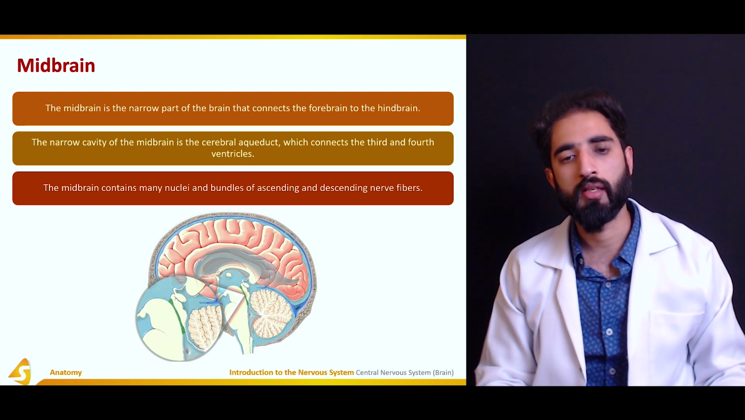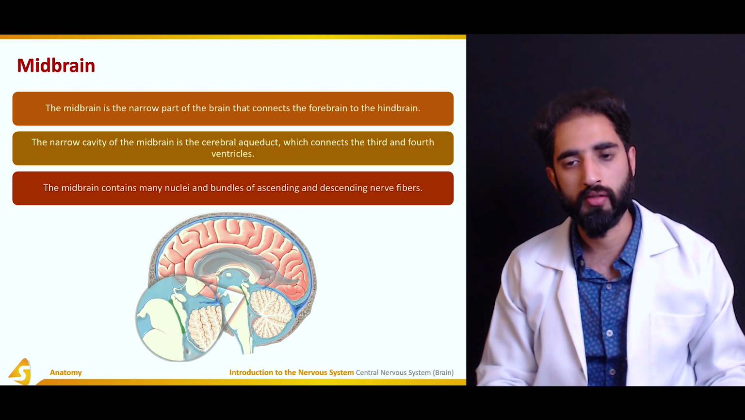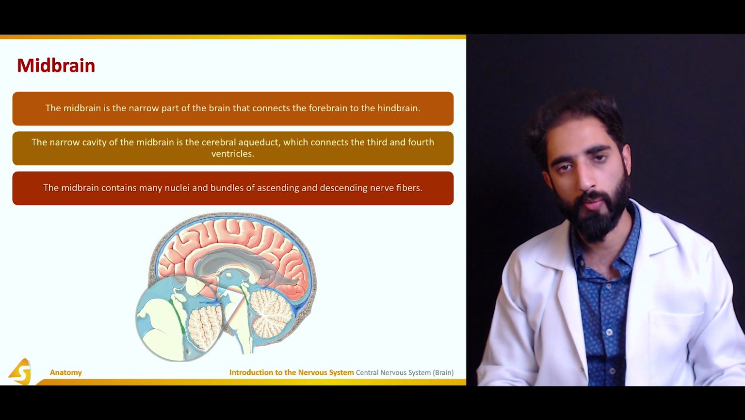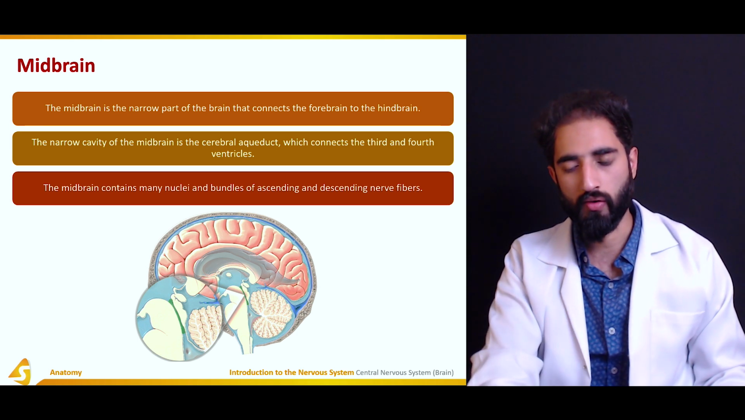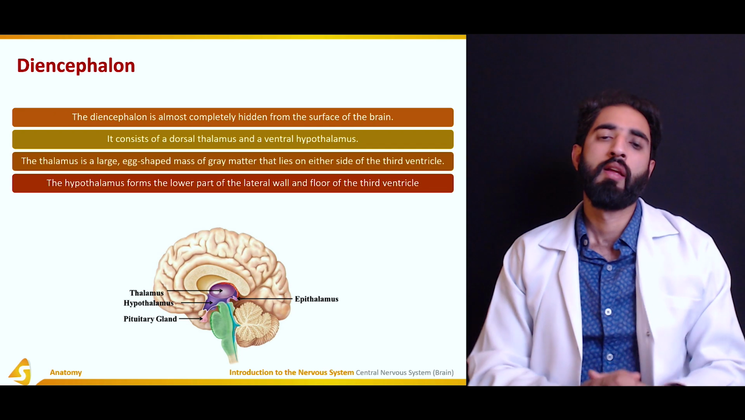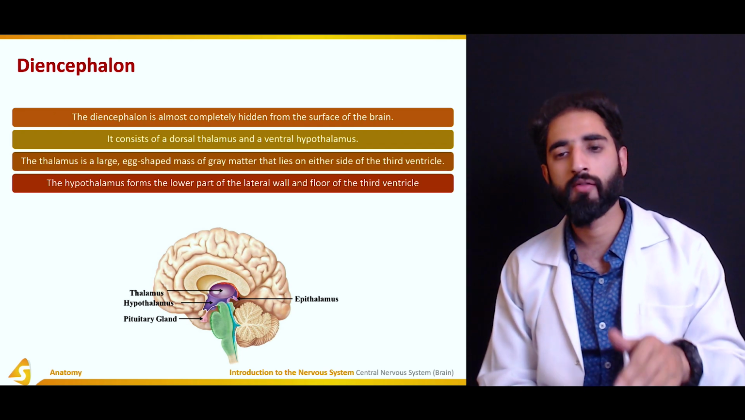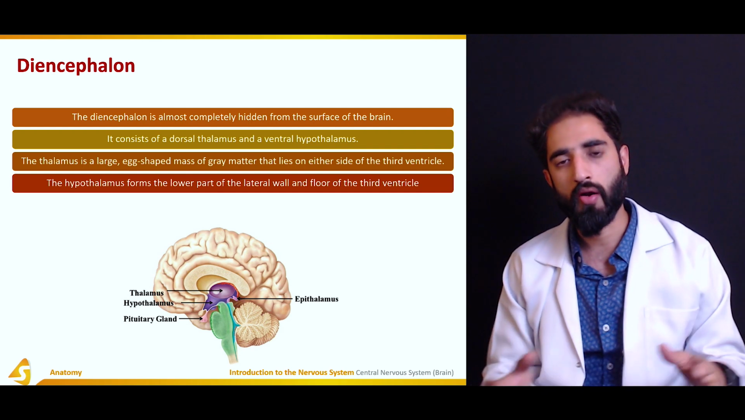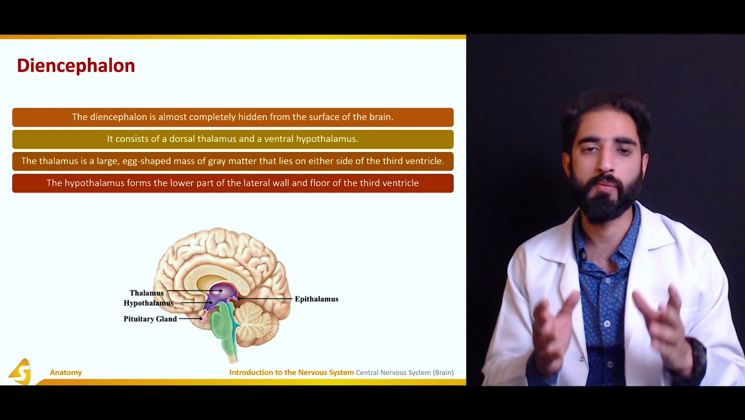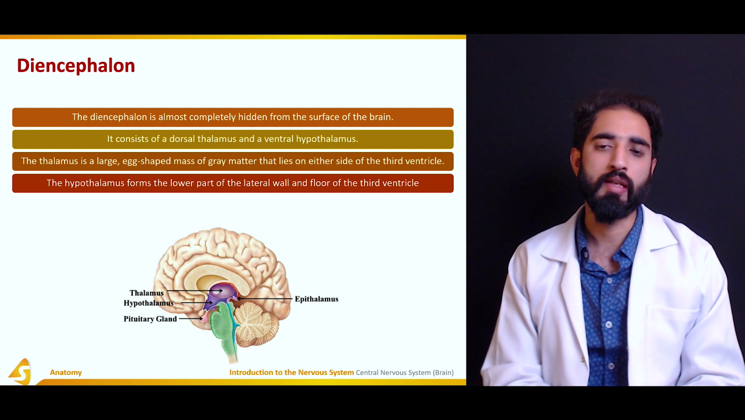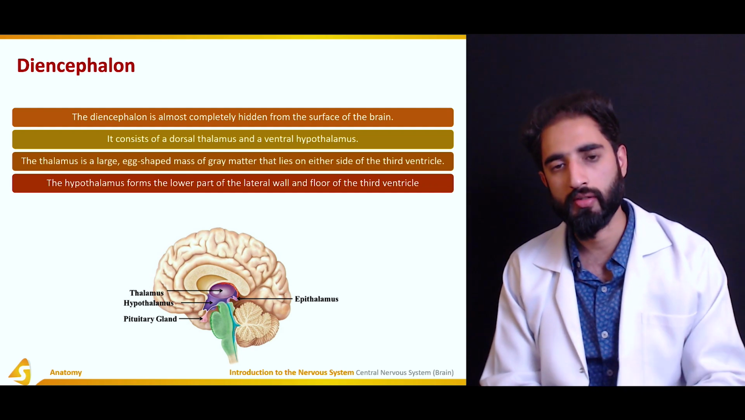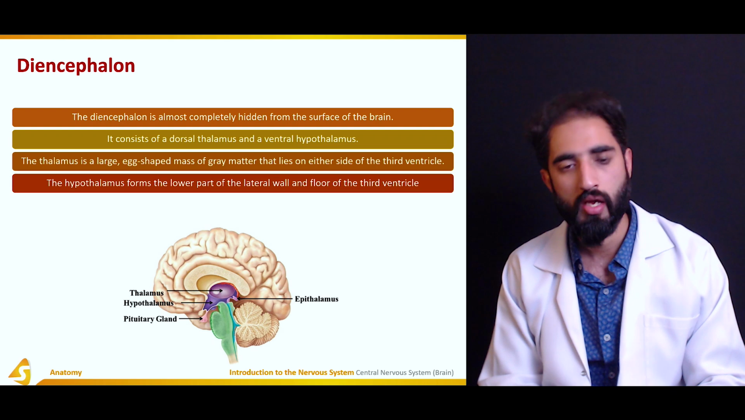And the midbrain contains many nuclei and bundles of ascending and descending nerve fibers from the tracts of the spinal cord and the brain. Now, diencephalon. The diencephalon is almost completely hidden from the surface of the brain, and it is part of the forebrain, and it consists mainly of the thalamus and the hypothalamus. The thalamus is located dorsally and the hypothalamus is located ventrally.